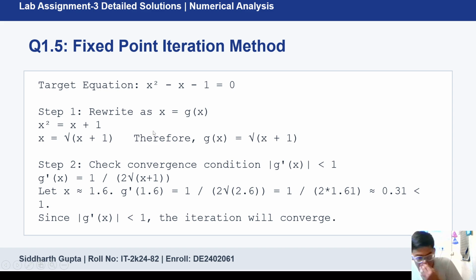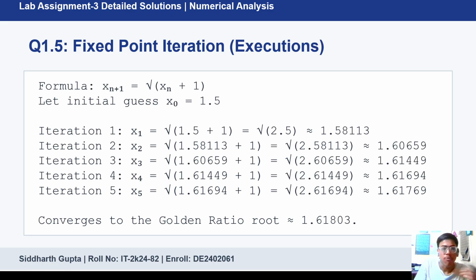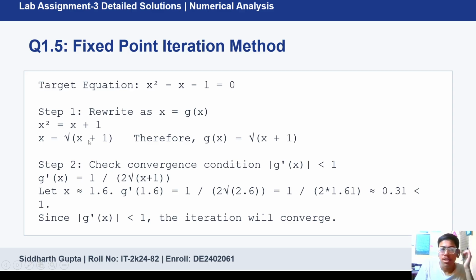Now we can see that we have represented this in the form of x is equal to g(x). So g(x) has come as under root x plus 1. Now we will check that the mod of g'(x) is less than 1 or not. So we took a point and we checked that yes, it is less than 1. So the iteration will converge. It is our iterative formula which has been made from here.